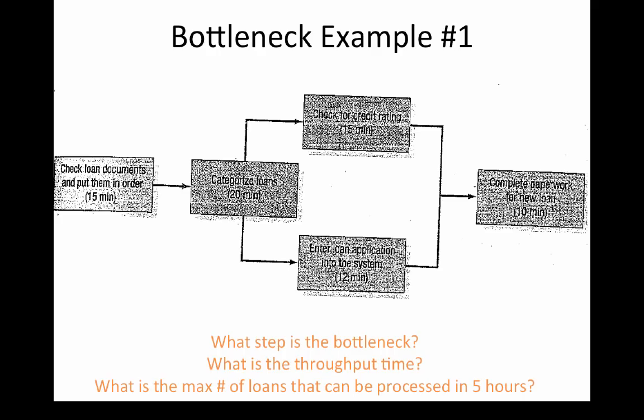Okay, here's another example of the bottleneck, or of a process, and let's look at what is the bottleneck here. So now I have all these different steps, and you see there's, in one case, 2 steps going on at the same time. So maybe there's 2 different people that are managing this part of the process. So you have a check for the credit rating, and then you can also have a loan application going into the system. Okay, so both of those are going on after you categorize the loans.